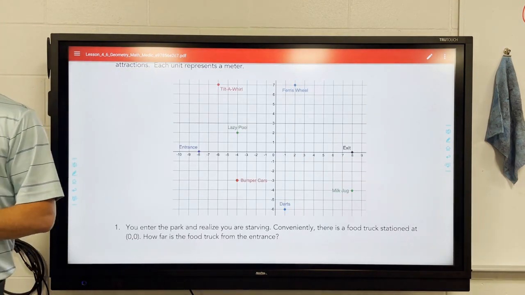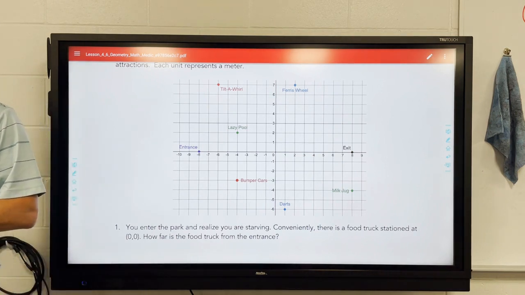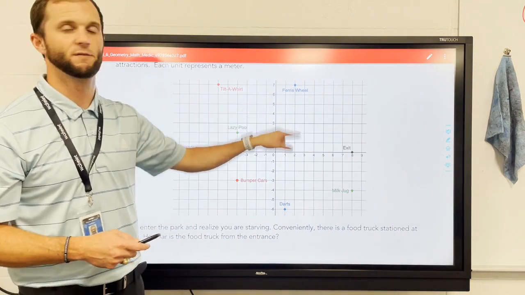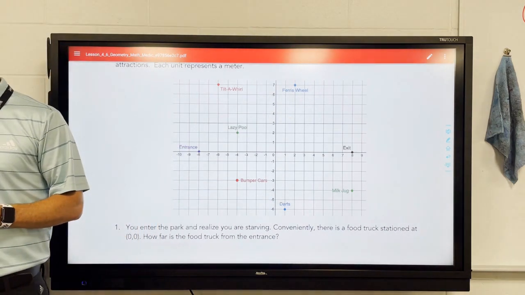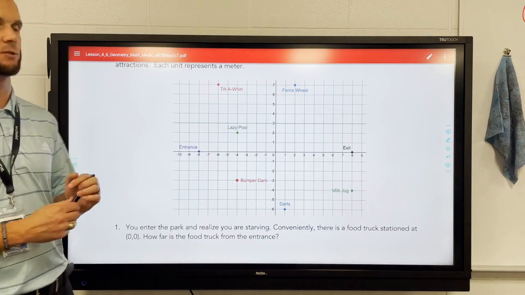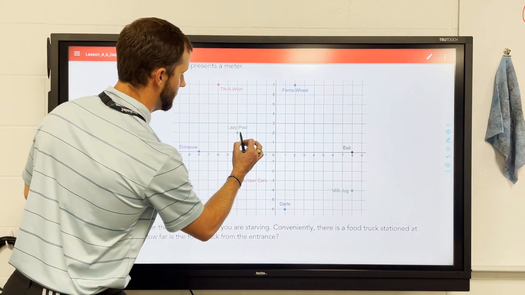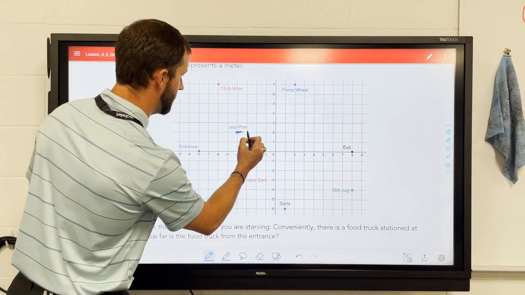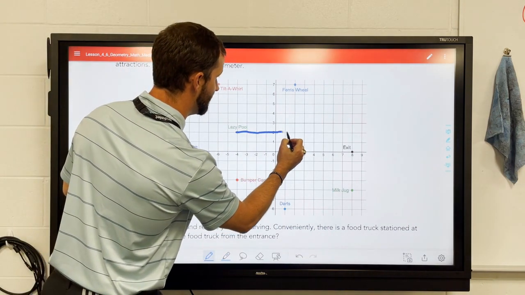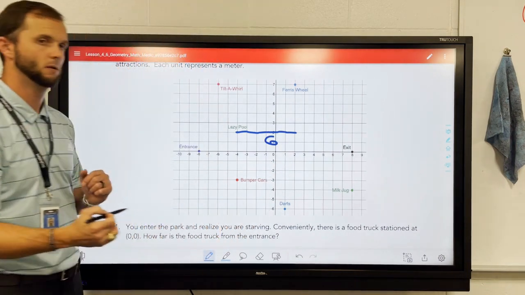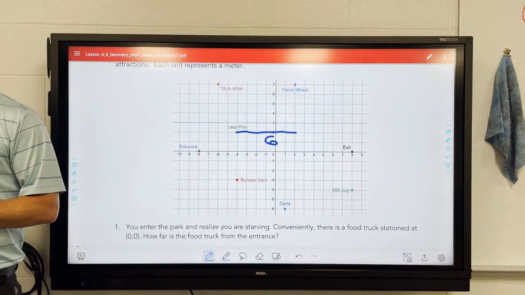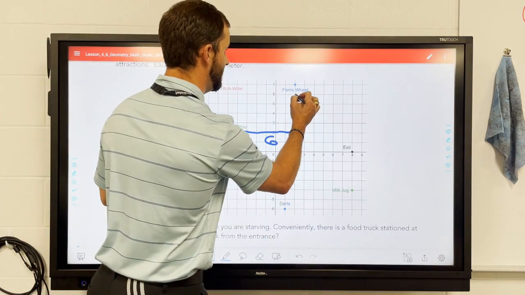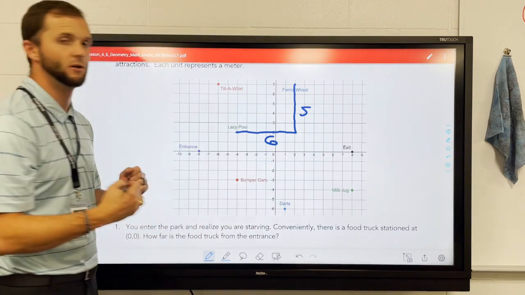On the third one, it says, later you and your friends decided to go from the lazy pool to the Ferris wheel. So here's the lazy pool, here's the Ferris wheel. The first question asks, what is the horizontal distance between those two attractions? I'm going to go horizontally: 1, 2, 3, 4, 5, 6 spaces, okay? Then it asks, what is the vertical distance? That is going to be 1, 2, 3, 4, 5. So 5 is your vertical distance.